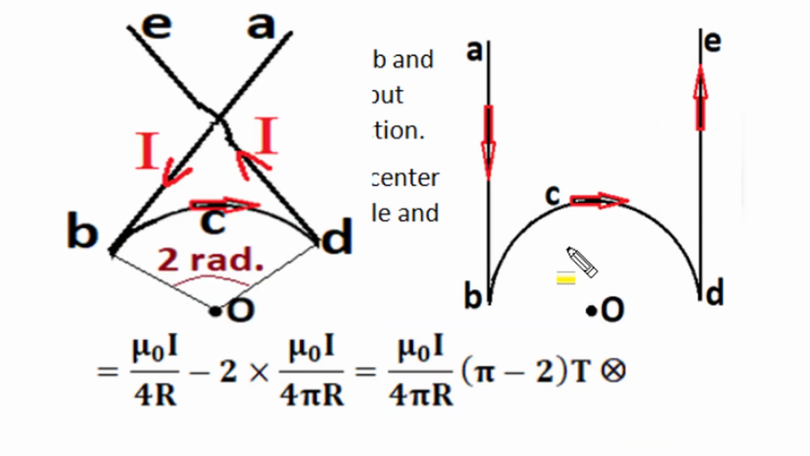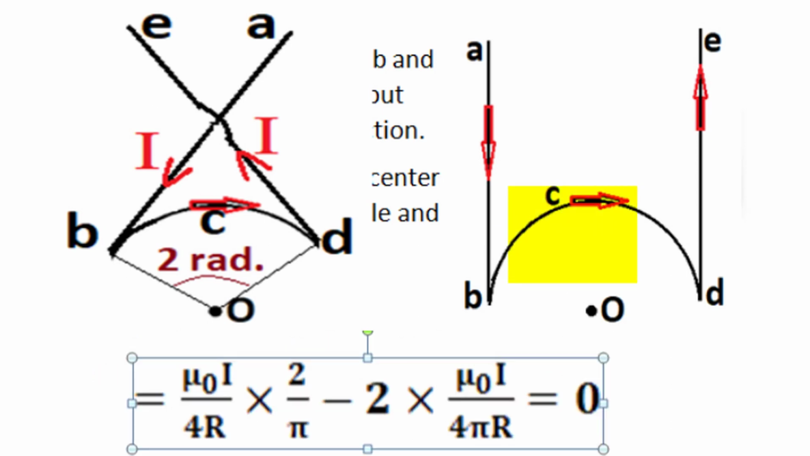In this example, the angle subtended by this semicircle BCD arc is pi radian, and if this angle in place of pi radian becomes 2 radian, as shown in this figure, then the magnetic contribution of these two straight lengths, perpendicular to the plane towards us, and the magnetic field of this semicircle, perpendicular to the plane inward, become equal and opposite, and the resultant magnetic contribution of this configuration subtending 2 radian angle will become 0.